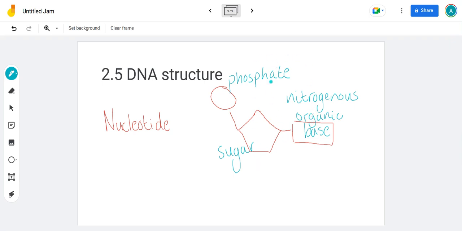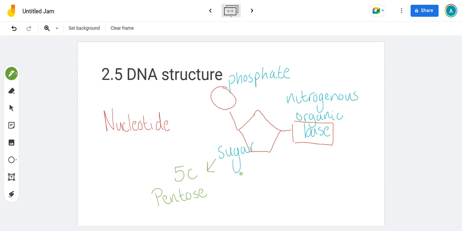Now the phosphate is what we call a phosphate group. We don't really need to know anything more about that. The sugar, however, we do need to know something about. The sugar is a 5-carbon sugar, and because it's a 5-carbon sugar, it's called a pentose sugar. The pent part means 5, like a pentagon has 5 sides. So 5 carbons, it's a pentose sugar.